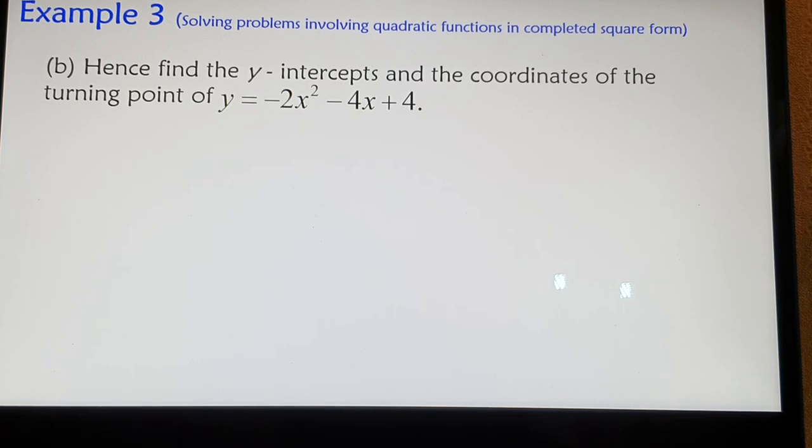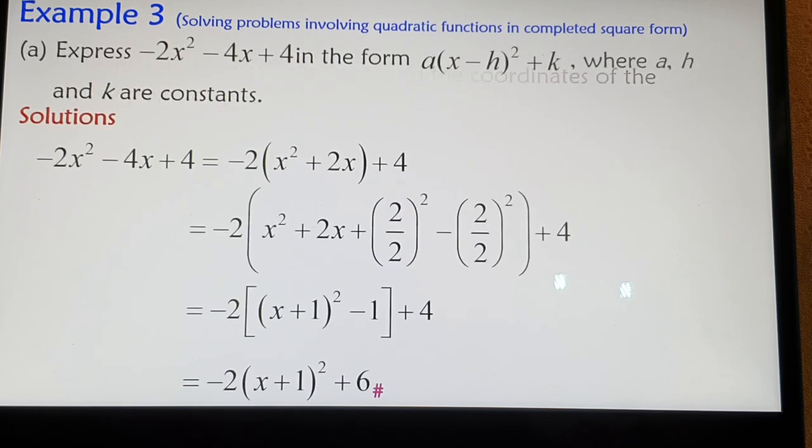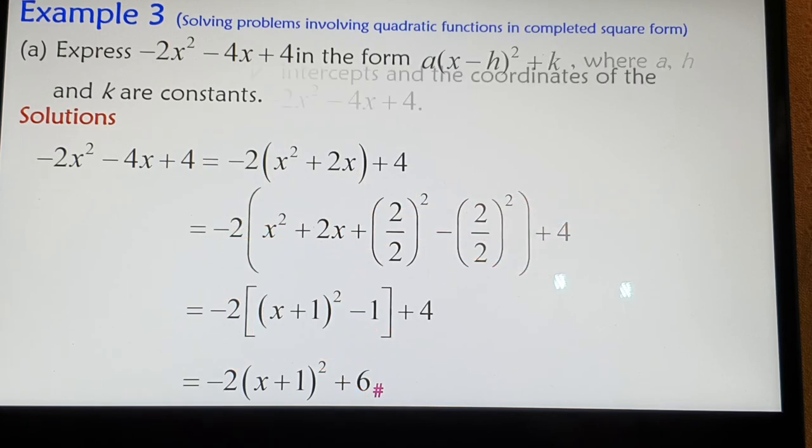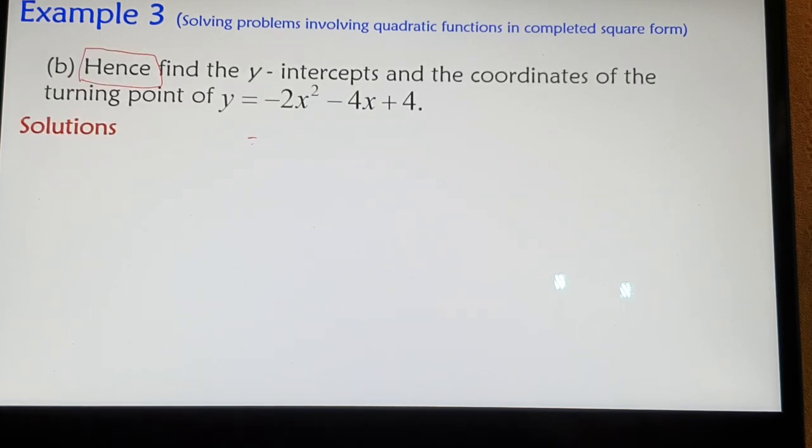Okay. Now here, listen carefully. This is the question where I want you to correct a mistake. Hence means using the result of this previous part, which is that this is equal to this. Am I correct? So minus 2x plus 1 square, it's like that, right? Okay, you're supposed to use this because this is equal to this. So hence find the y-intercept.